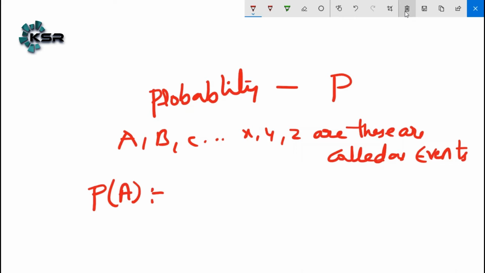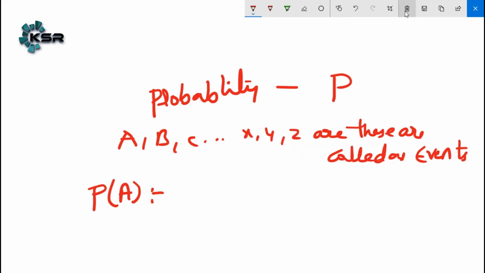probability of A. How do we define that? If I want to tell it in layman's terms, P of A means the probability of getting a chance or occurring of event A. That is the meaning of P of A.